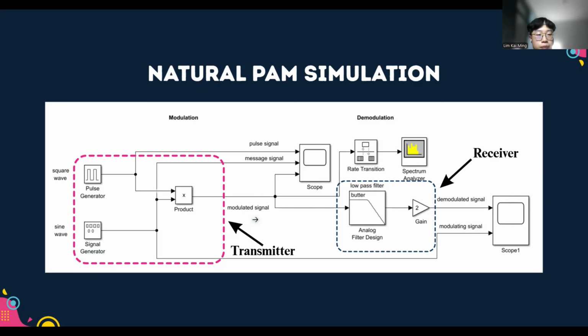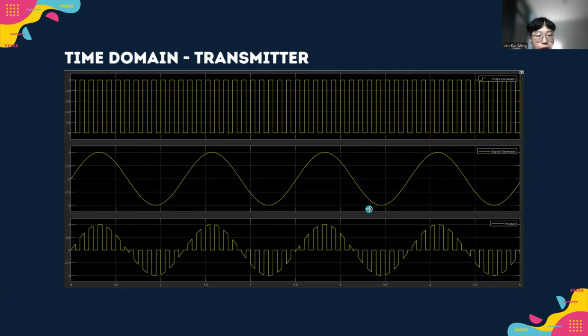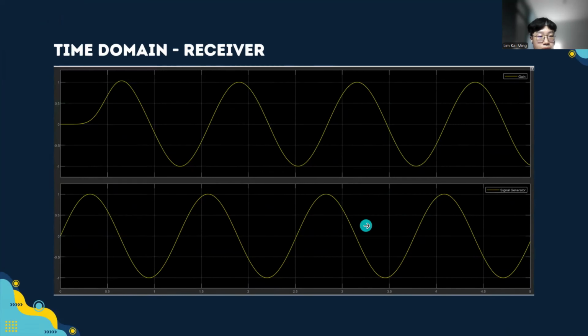to the message waveform. At the receiver side, the natural PAM signal is passed through a low-pass filter. The low-pass filter removes the high-frequency component introduced by sampling and allows the original message signal to be recovered. In the time domain waveform, we can observe that the amplitudes of the pulses change smoothly with the message signal. This indicates that the signal is sampled naturally without holding the amplitude constant during the pulse duration.